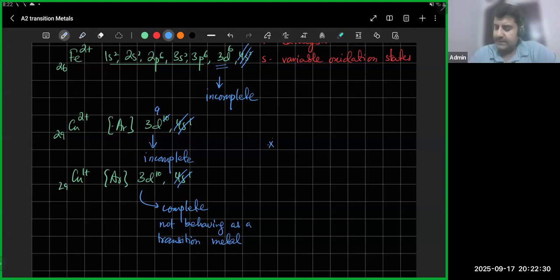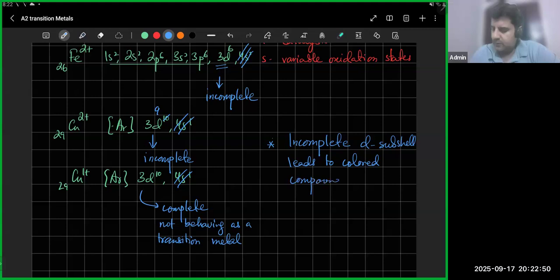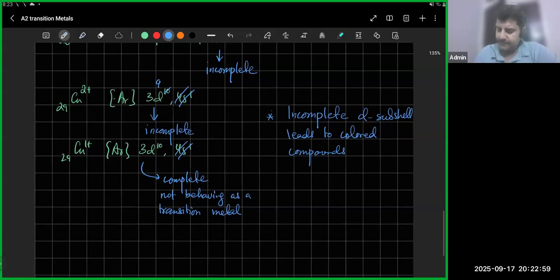And we're going to discuss this in a lot more detail. The reason they form colored compounds is because of this incomplete d subshell. We're going to discuss why much later on. So whenever something has an incomplete d subshell, its compounds are going to be colored. Why are they going to be colored? That's a different story. But copper 1 plus is not going to have colored compounds, and therefore you can't classify it as a transition metal.